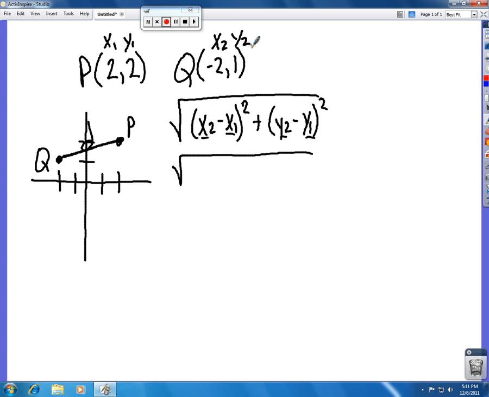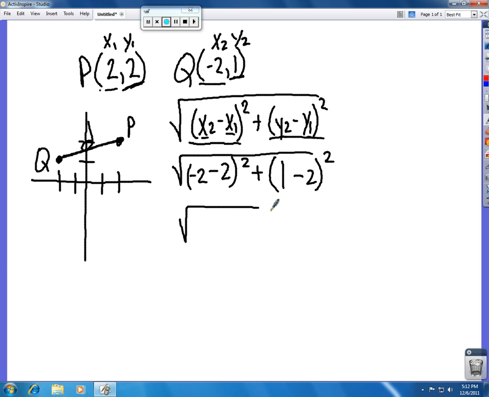Now we can go ahead and plug our points in. So right here it says x2 minus x1. So we have negative 2 minus 2, quantity squared. And again we've got y2 minus y1, so 1 minus 2, quantity squared. Now, just to simplify, negative 2 minus 2 will give you a negative 4 squared. 1 minus 2 will leave you with a negative 1 squared.